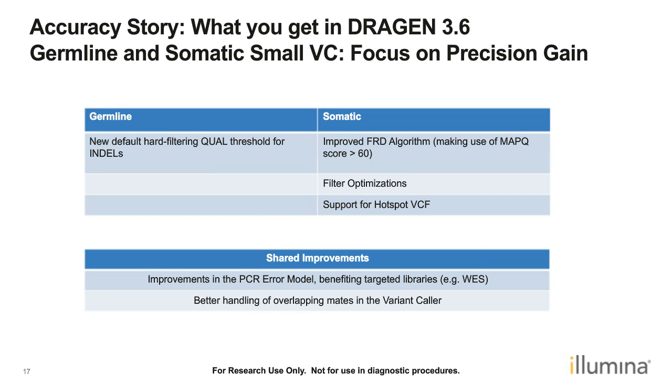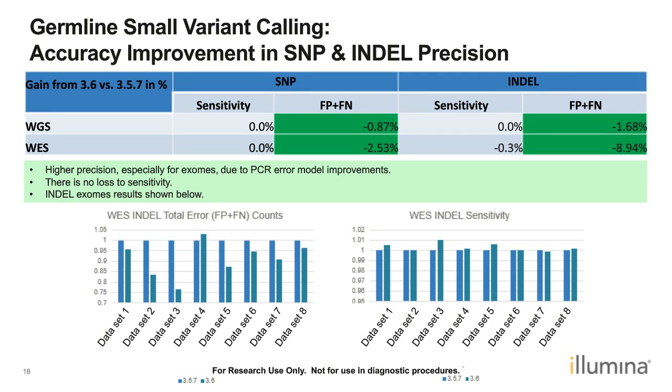And here are some benchmarking data that we are showing here. This slide shows you the accuracy improvements in SNP and indel precision for germline small variant calling. So you can see for whole genomes and whole exomes, our sensitivity for SNPs and indels is staying more or less the same or unchanged. But what we have done is we have reduced the FP plus FN error counts, essentially. And again, that has resulted in a higher precision for us with no loss in sensitivity.